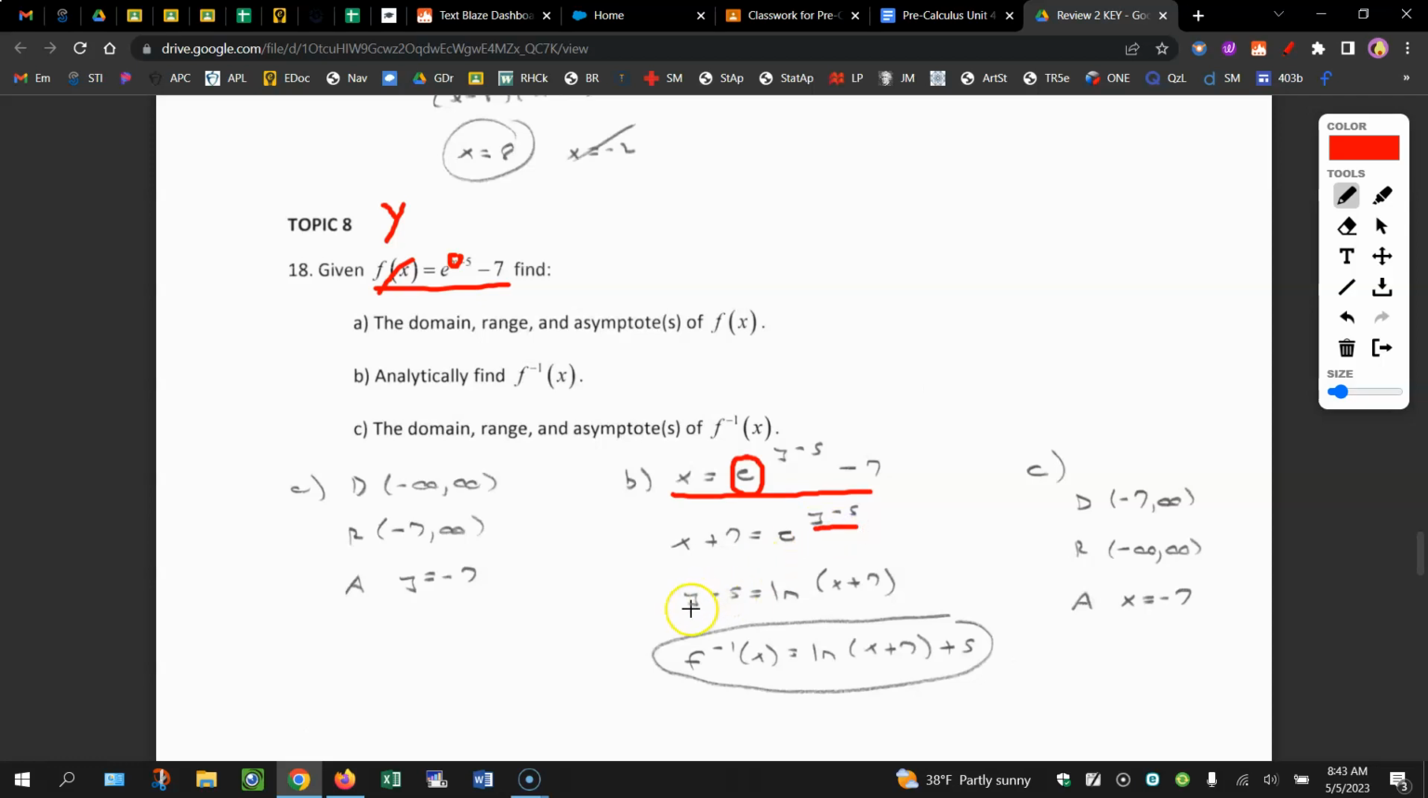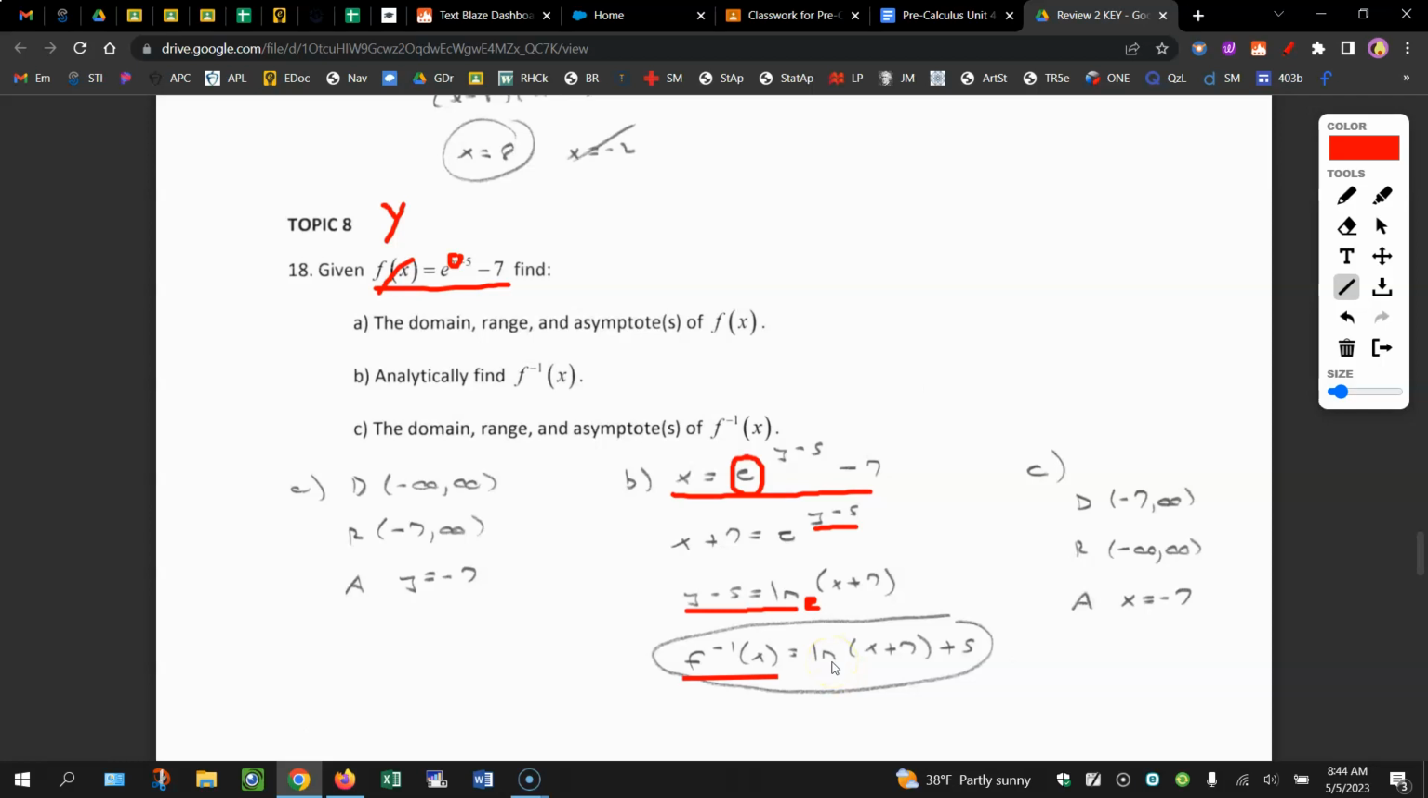Y minus 5 is the exponent. Log means exponent. So y minus 5 is the exponent. Base e, you don't need to write that in because all natural logs have base e. I just want to show you where this went, of x plus 7. And then you're just adding 5 in the last step, and then I'm just using the correct notation for inverse. This negative 1 is f inverse x is the natural log of x plus 7 plus 5. So if you have a base of e, your inverse is going to be a natural log function.